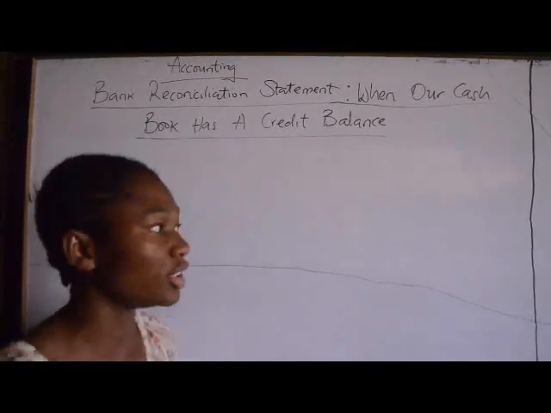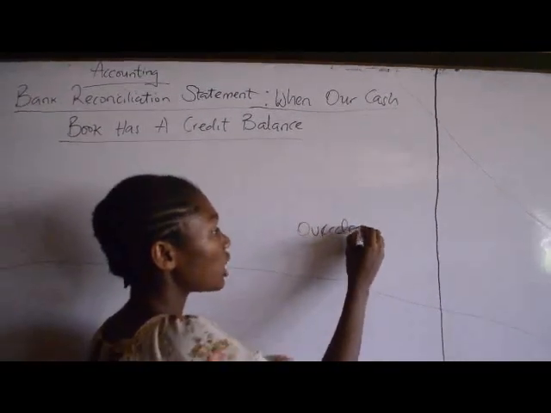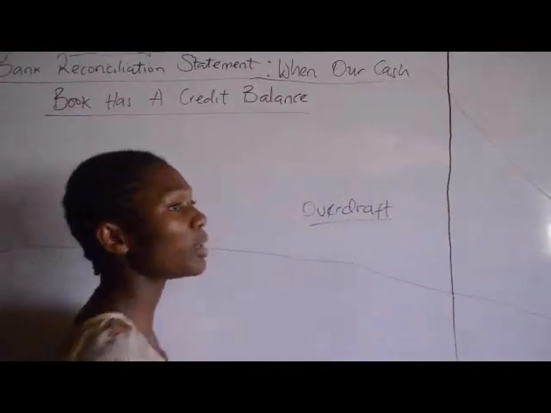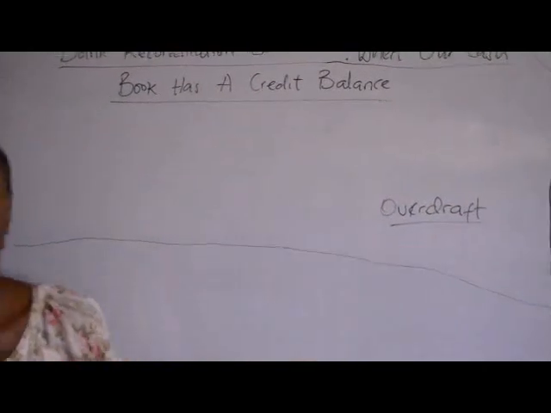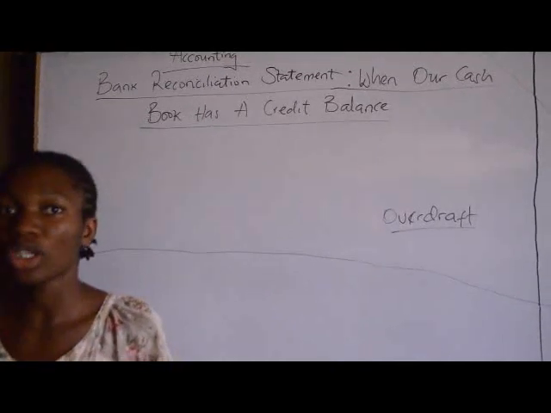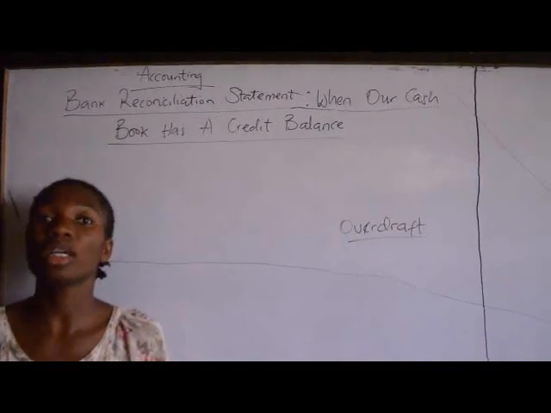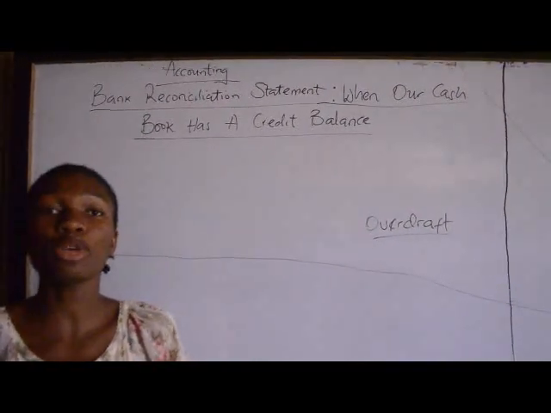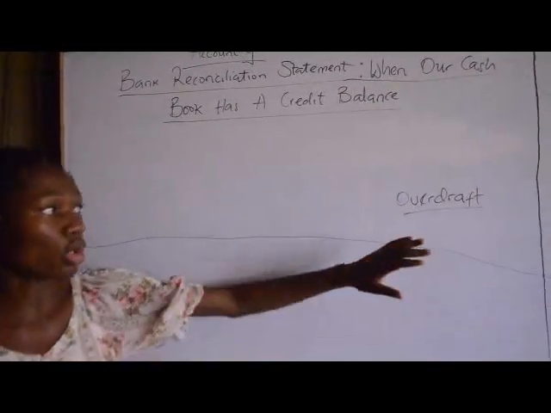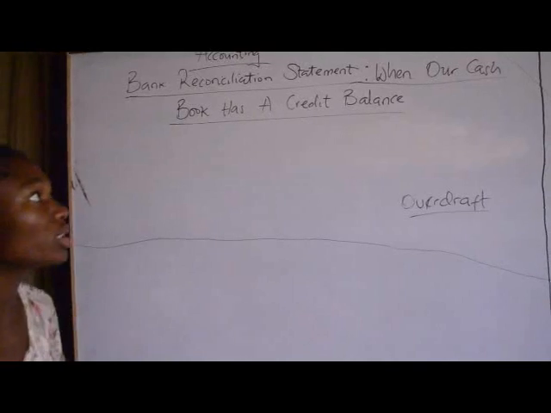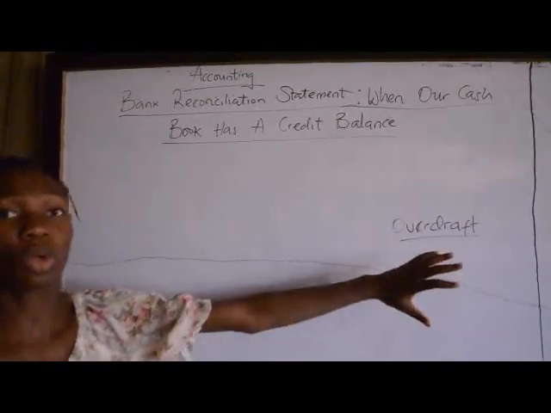Now an overdraft is a situation where the bank permits you to withdraw more than you have in your account. This is a special service given to current account holders, where the bank permits you to withdraw more than is in your account. That's what is called an overdraft. The amount you've withdrawn above your balance in your cash book is what we call our overdraft. There are also times in a business where we can have our balance on the credit side, and that is what we call an overdraft.